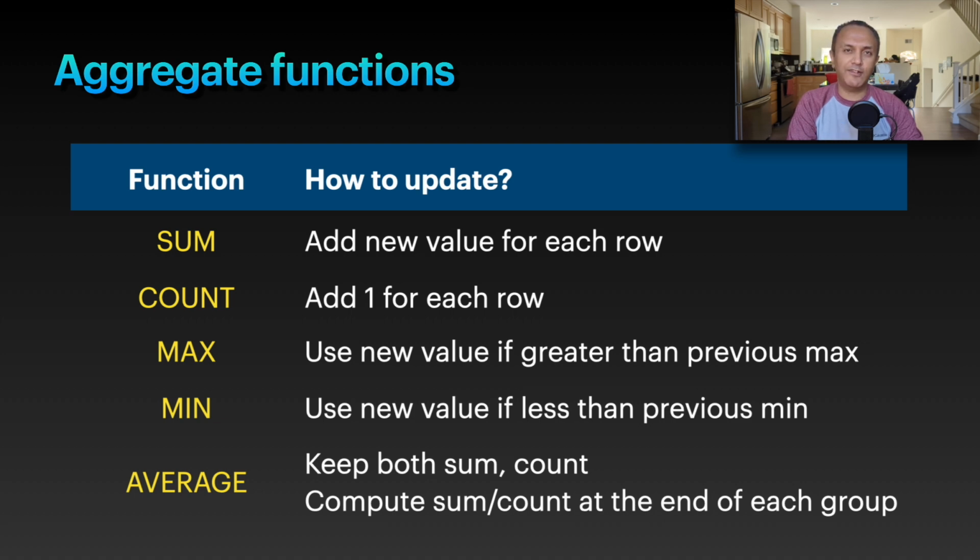You need to maintain the sum and the count, because average is sum divided by count. You cannot just maintain an average and then each time average the existing one with a new value, because that will give us an incorrect result. So we need to maintain both the sum and the count.